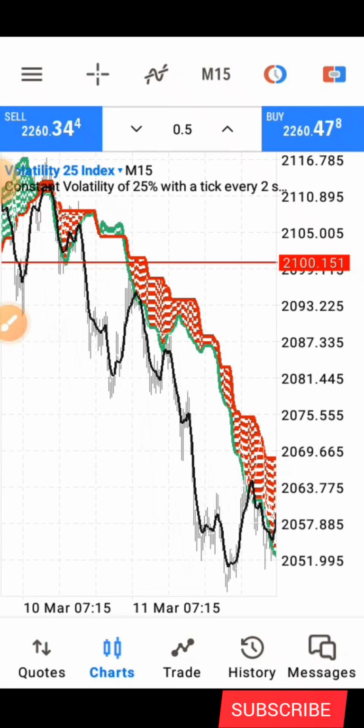This strategy is good for volatility 75 index, is good for volatility 100 index, 100 1 second index, or whichever one you can think of that you know is very volatile. Any volatility index market is good to go with this strategy. So make sure you test it out. Don't just take my word for it. Make sure you go test the strategy out for yourself, see how good it is, and then you can use it to trade with your live or your real money.